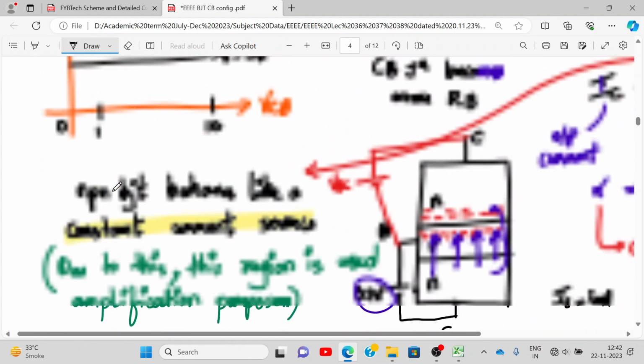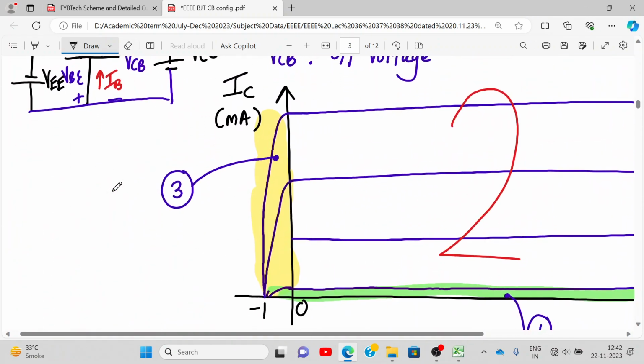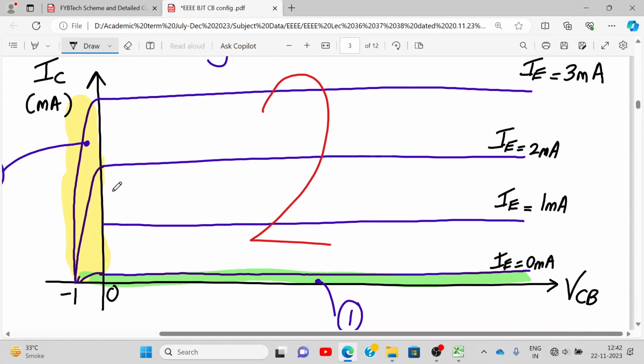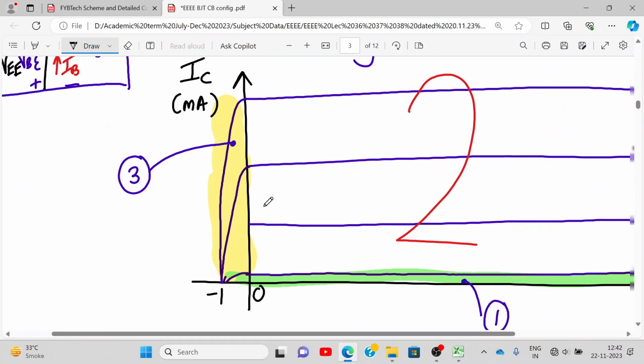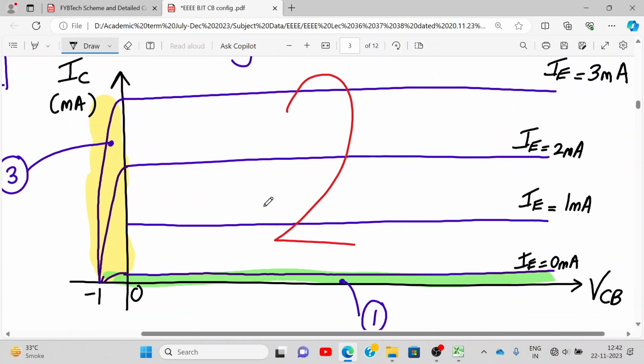All right. So this is how the graph completely looks in common base configuration. VCB versus IC. Okay. In active region, the current is constant. In the cutoff region, the current is equal to the ICBO leakage current. And in saturation region, the current is drastically falling to zero because base collector junction is becoming forward bias.